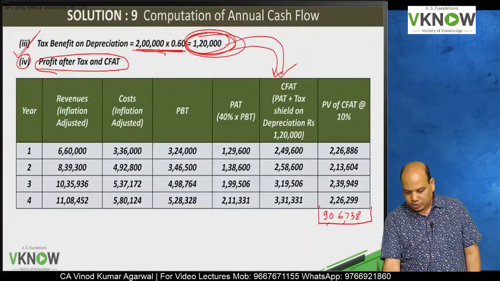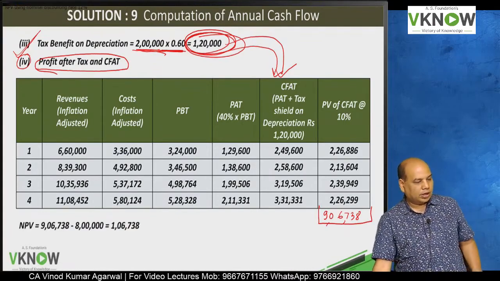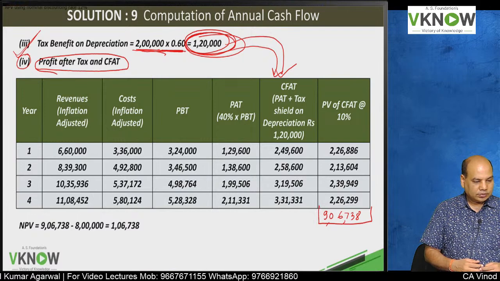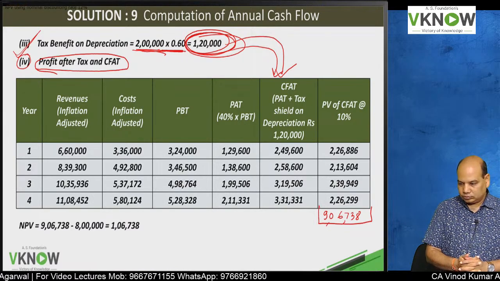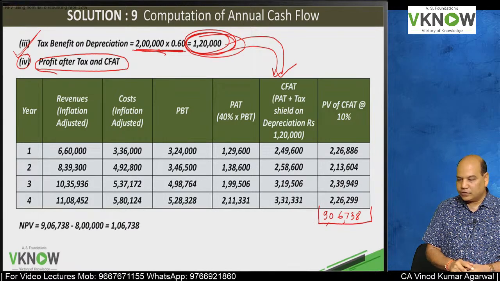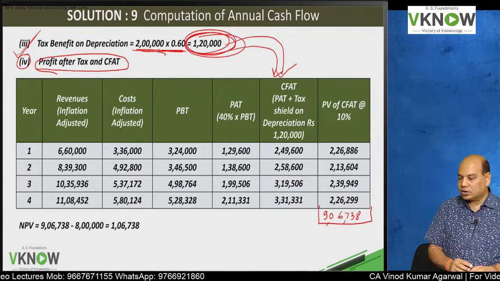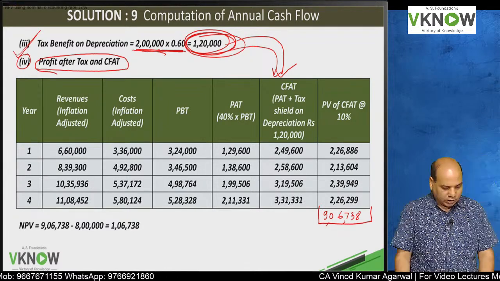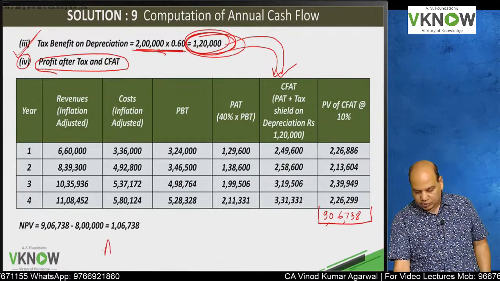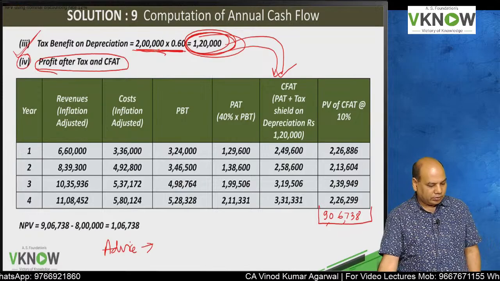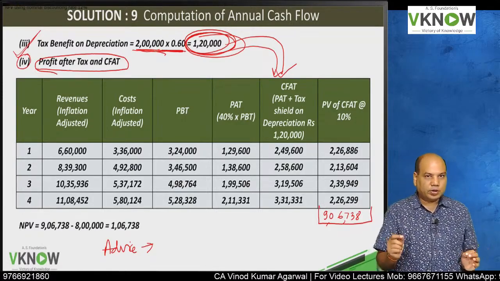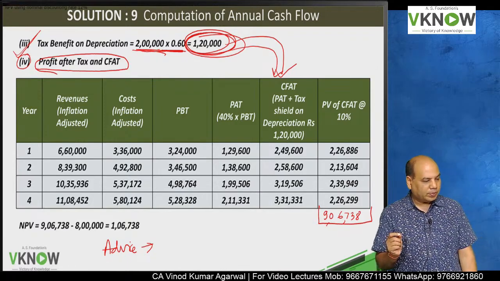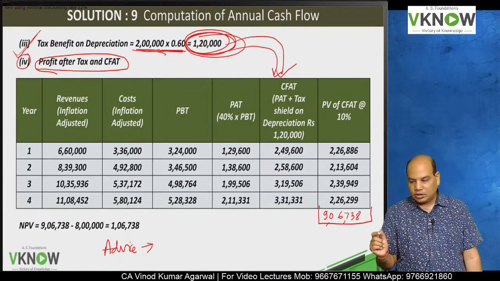Below that write down NPV equal to 9,06,738 minus 8 lakh. So that is 1,06,738. Is the NPV positive? Yes. Advice, write down: as the NPV is positive, the project should be accepted.